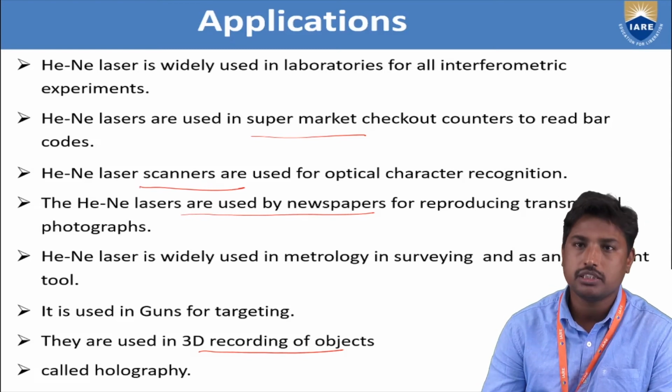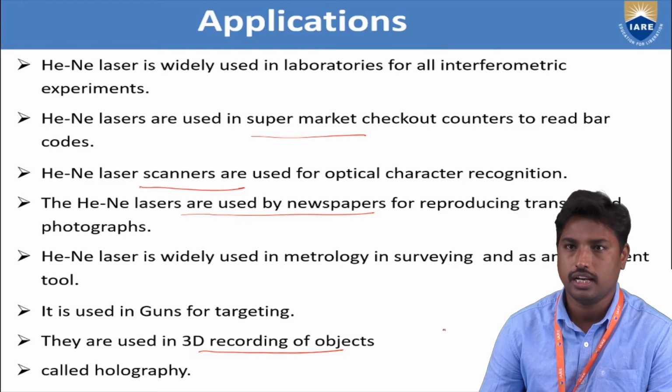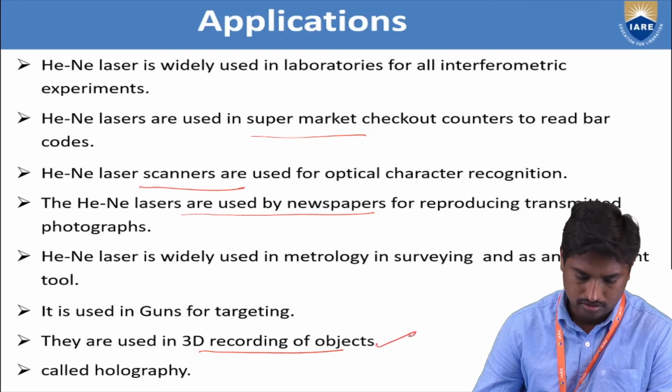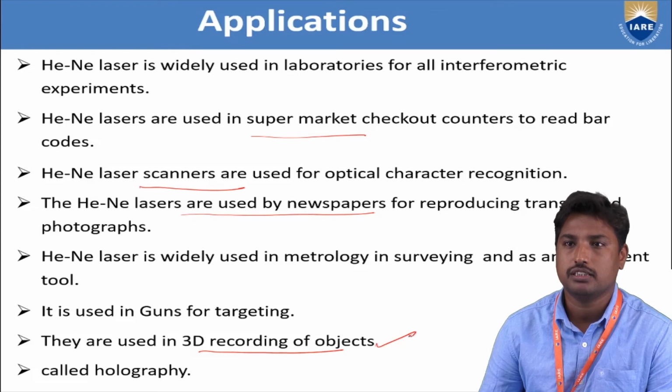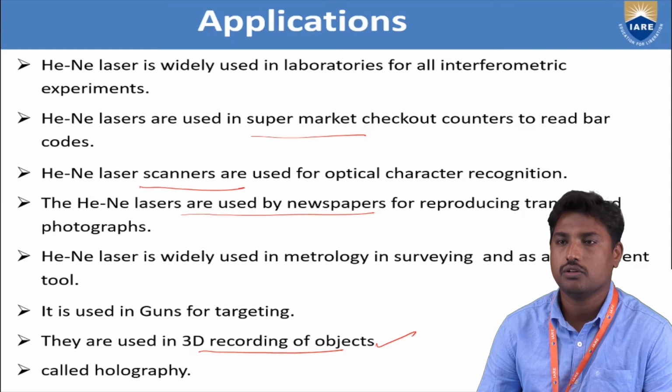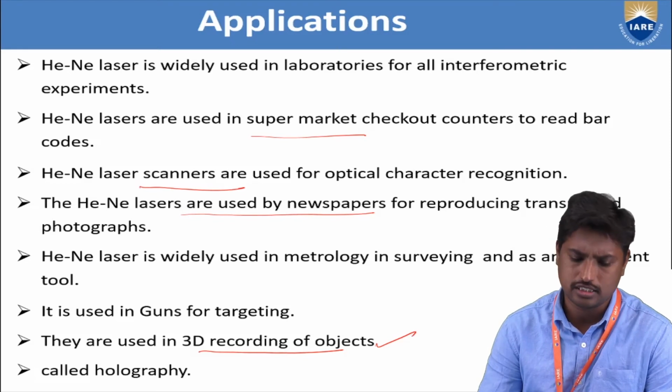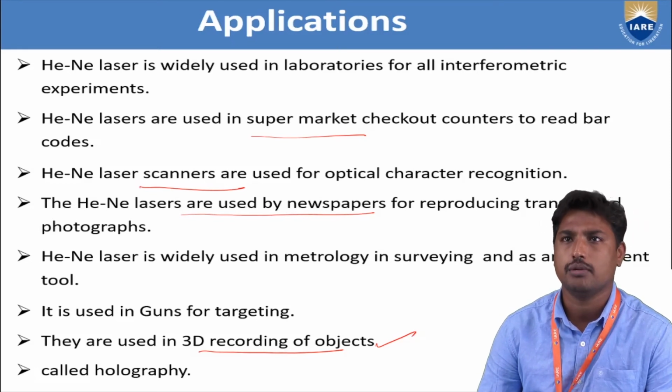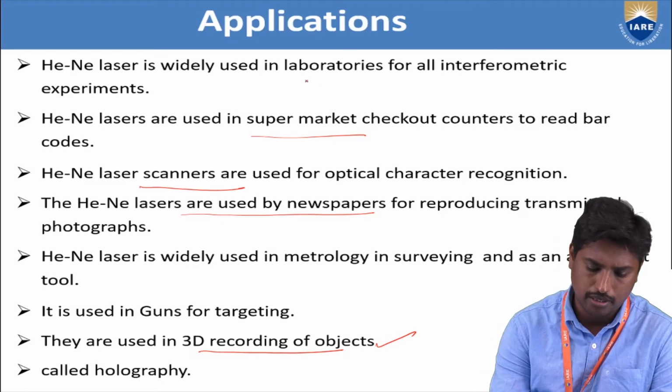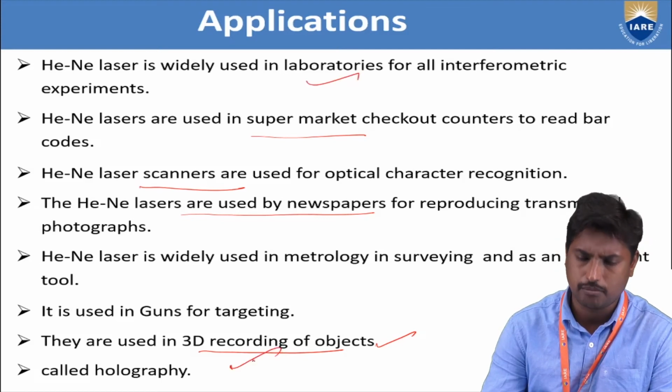To record three-dimensional pictures, we use helium neon lasers. Recording three-dimensional pictures is called holography, and for holography we are using helium neon lasers. These are some of the applications of the helium neon laser. The main applications are laboratory uses and 3D recording. All are main applications only.